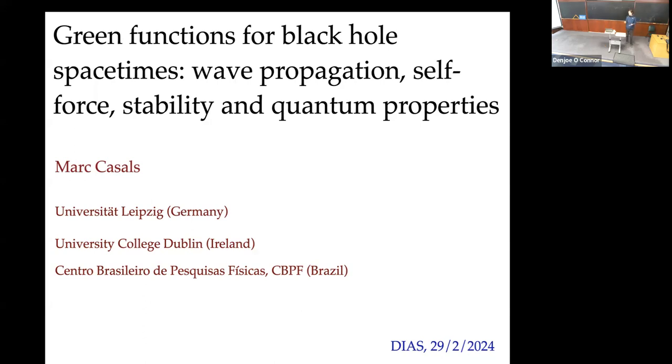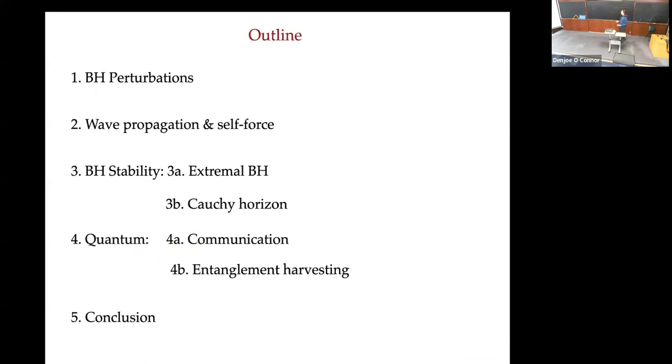We can do classical physics. We can do quantum physics. This is the layout of the talk. First of all, I introduce black hole perturbations. Then I will be talking about one of the first applications of green functions, which is essentially the self-force problem for extreme mass ratio inspirals.